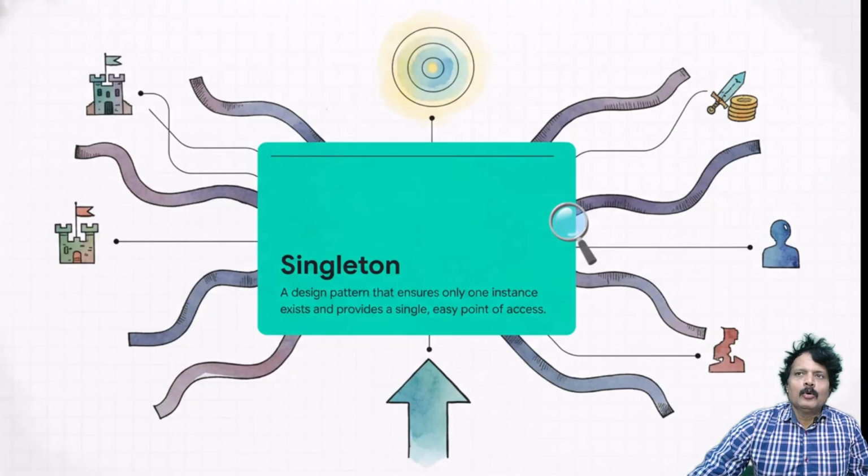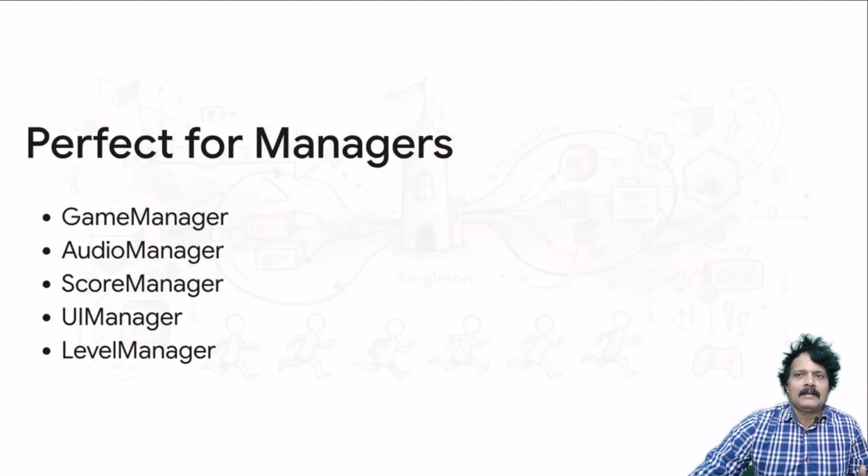So if we put that into more technical terms, a singleton is what's called a design pattern. Its whole job is to make absolutely sure that only one instance of a particular component ever exists in your game. And this is the crucial part. It gives every other script a single easy way to find it and talk to it. And that's exactly why this pattern is perfect for all those big central managers. You know, your game manager that tracks if you have won or lost. Your audio manager that every explosion and footsteps needs to talk to. You only want one of these things. One single source of truth.